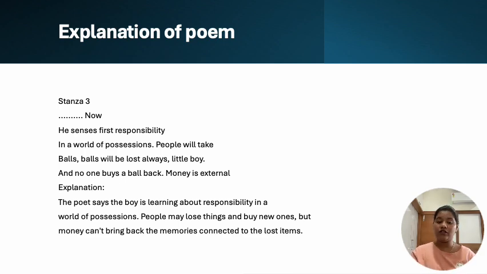People will take balls. Balls will be lost always, little boy, and no one buys a ball back. Money is external. So the poet says the boy is learning about a new responsibility in the world of possessions. People may lose things and buy new ones, but money can't bring back the memories connected to those lost items. Just like our lives, we can't get back the loved ones again. We have to try to accept the harsh realities of our life.